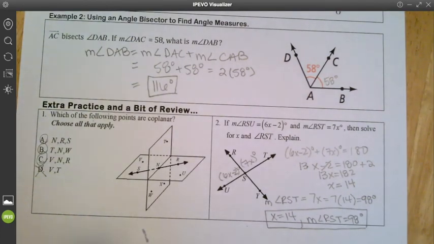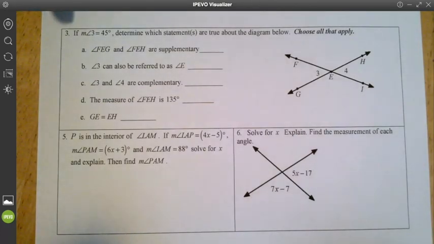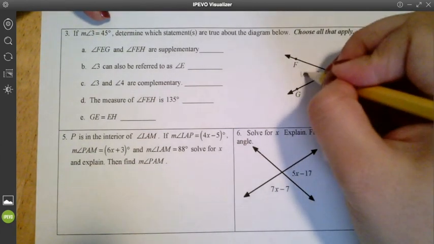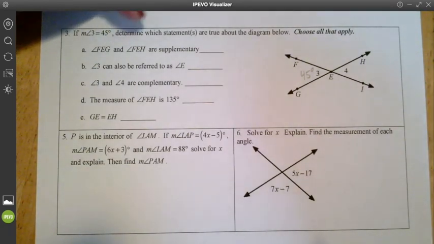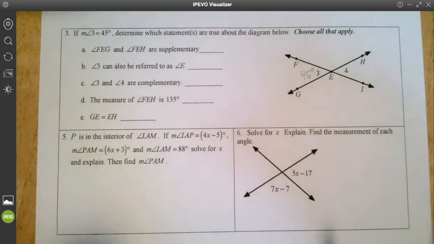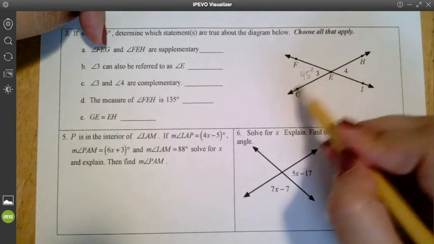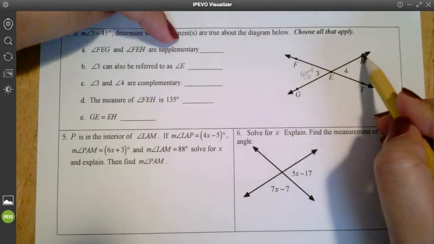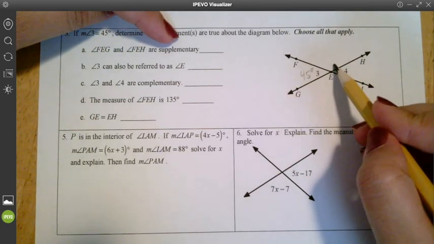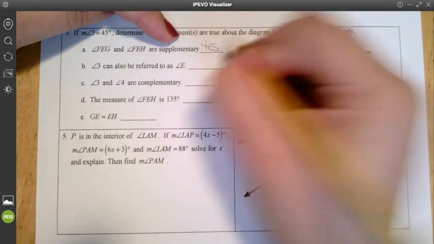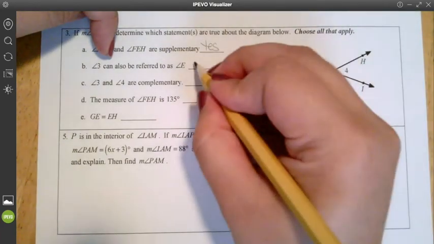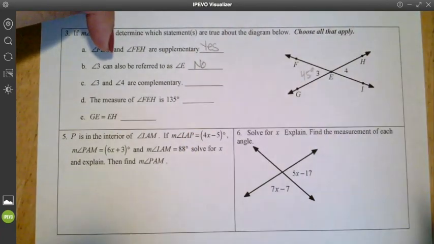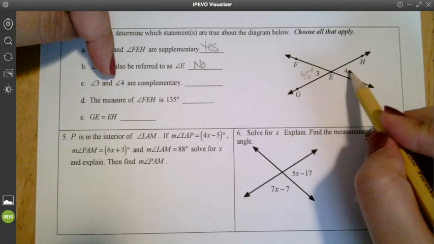Moving on to the next page. If the measurement of angle 3 is 45 degrees, notice how every time I get a piece of information, I label it on my diagram. It's very important to do that. Determine which statements are true about the diagram below. Choose all that apply. Angle FEG and FEH are supplementary. Are those two angles supplementary? Yes. Angle 3 can also be referred to as angle E. No, there are more than one angle with that vertex.